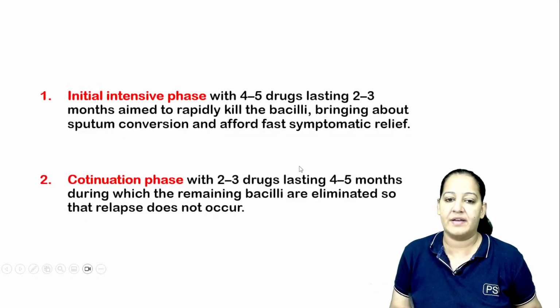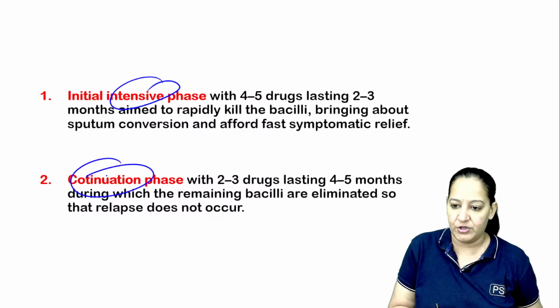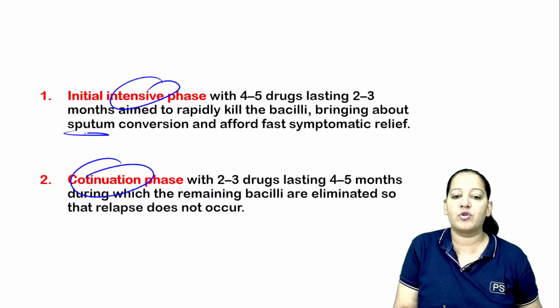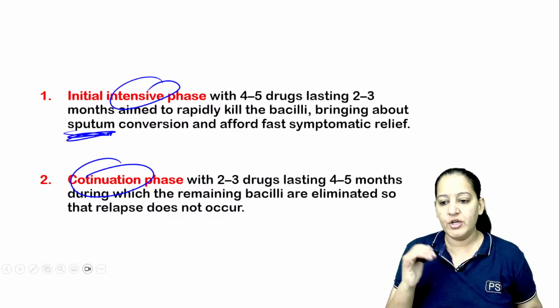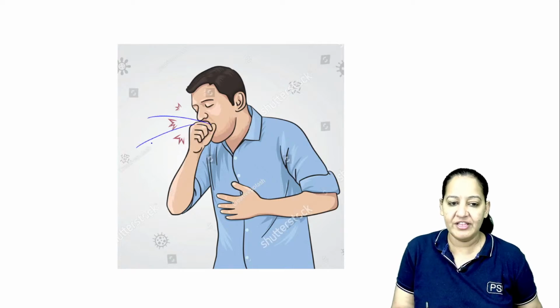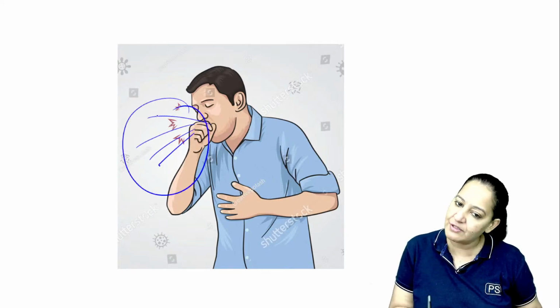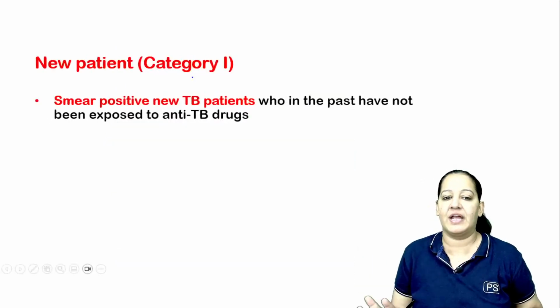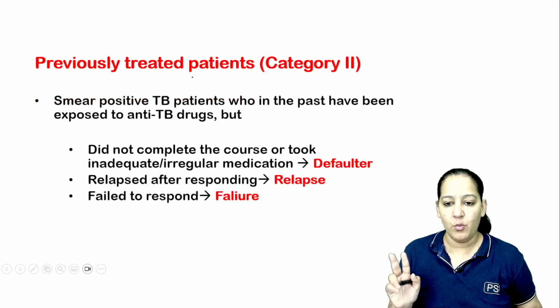Now let me tell you the two categories. So intensive phase, continuation phase. I told you the purpose of each of them. In the intensive phase, we want to make the sputum negative, and in the continuation phase, we want to cure the patient of TB, right? While coughing, the patient is spreading to everyone. In the intensive phase, make the sputum negative, and later on we make the patient negative. So there are two categories, category 1, category 2.